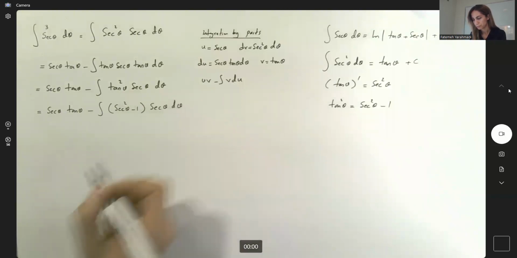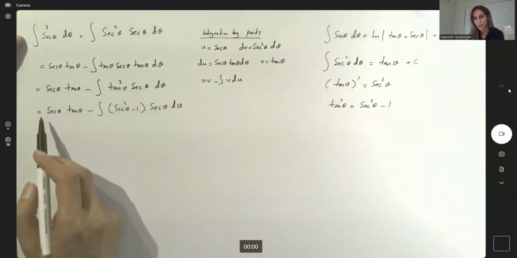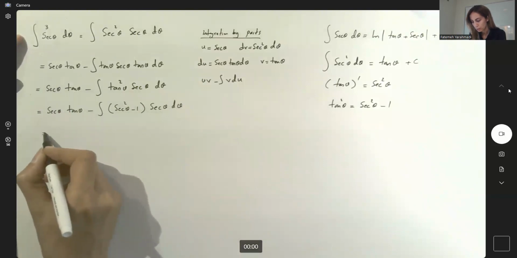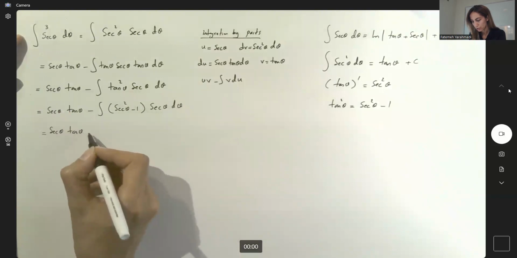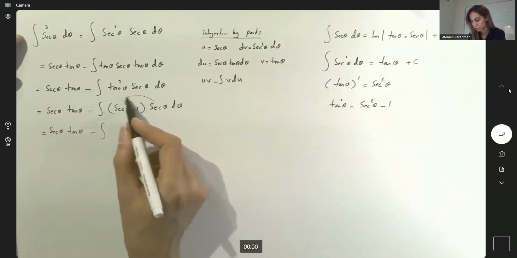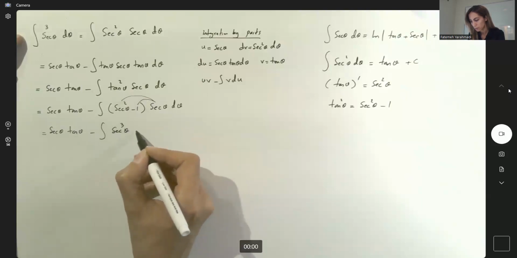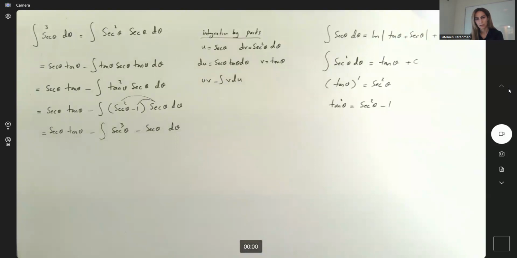So here you have secant theta times tangent theta minus the integral of secant squared theta minus 1 times secant theta d theta. So this is my original integral, and I keep adding equality so you see where we are going. This is equal to secant theta tangent theta minus the integral. We distribute secant into the parentheses. We get secant to the third theta minus secant theta d theta. Very good. So you have the left-hand side.